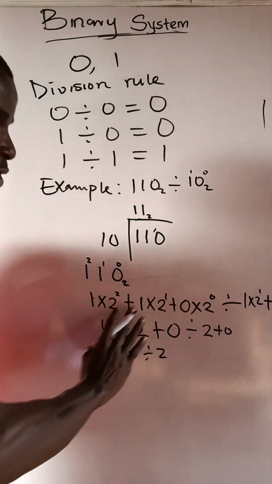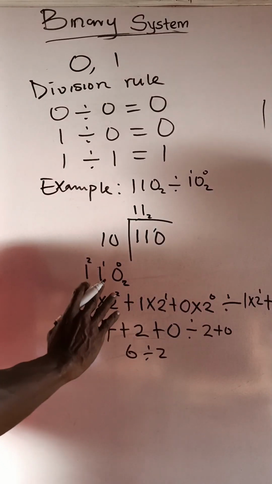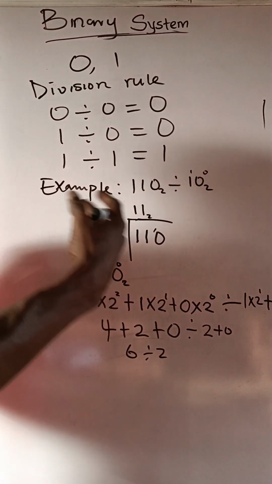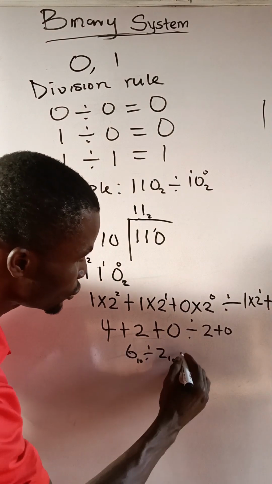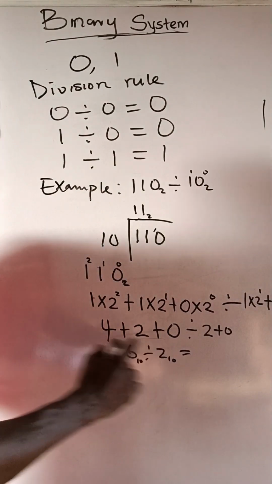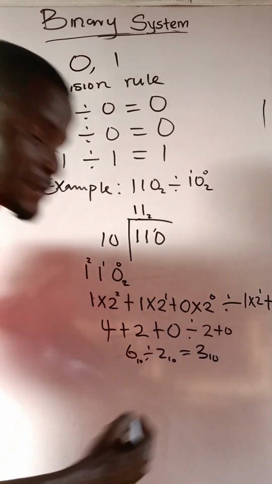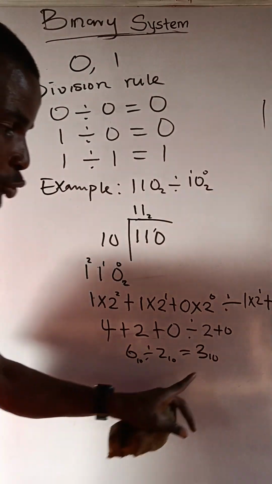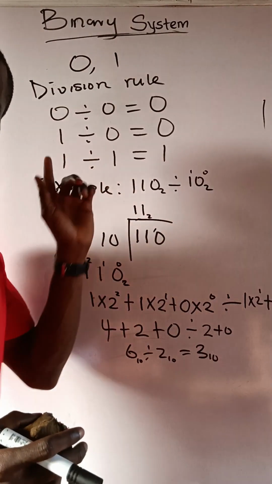Don't forget, we converted it to decimal, and when we are converting to decimal it means base 10. So we put our base 10 here. So 6 divided by 2 will give us 3, 3 base 10.